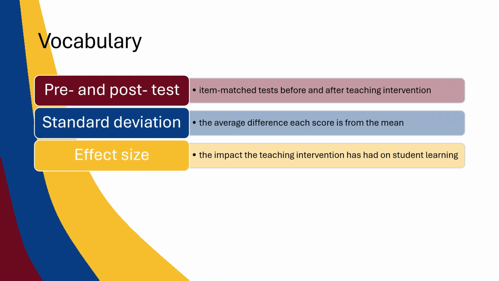Not only that, but the items should be matched in terms of difficulty. So the easiest question on the pre-test is as easy as the easiest question on the post-test. Same with the hardest question and every other question. Each question should have a corresponding question on either test. That way, the tests are the exact same difficulty and it is fair to compare them.